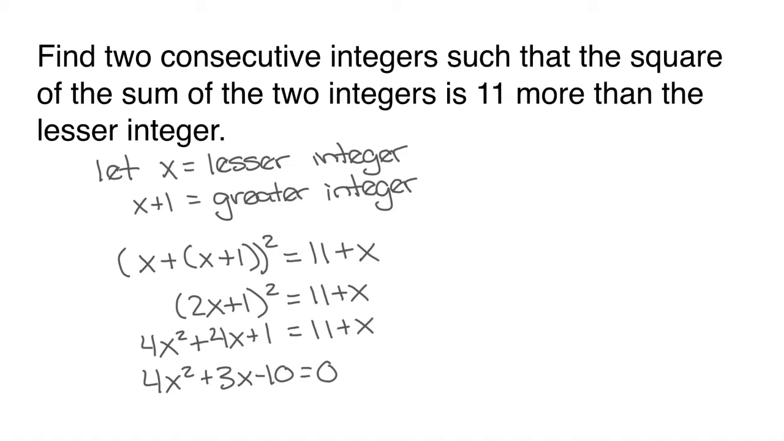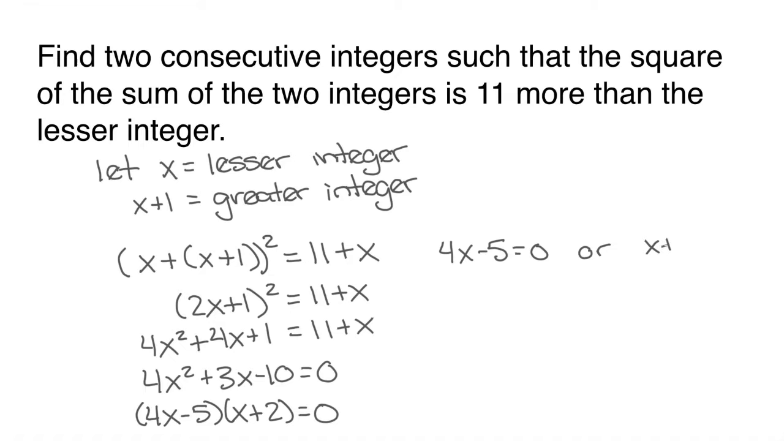Factoring the left side, we have (4x minus 5) times (x plus 2) is equal to 0. Now we'll use the zero factor property in order to solve. So we have 4x minus 5 equals 0, or x plus 2 equals 0. Solving the first equation, we add 5 to both sides, and then we divide both sides by 4 to get x equals 5/4. And solving the second equation, we subtract 2 from both sides to get x equals -2.